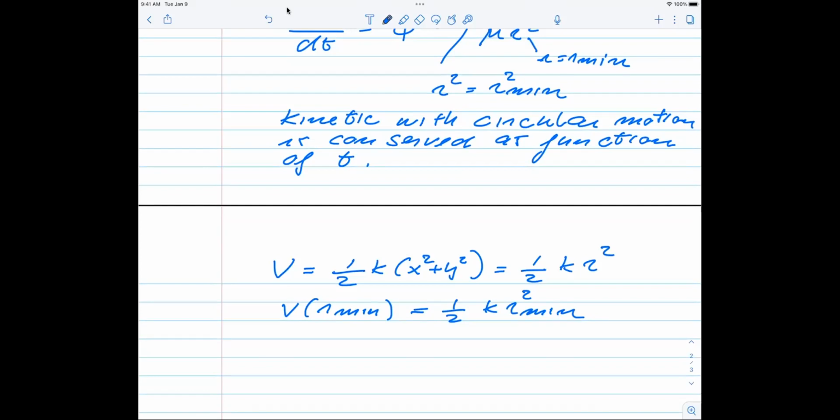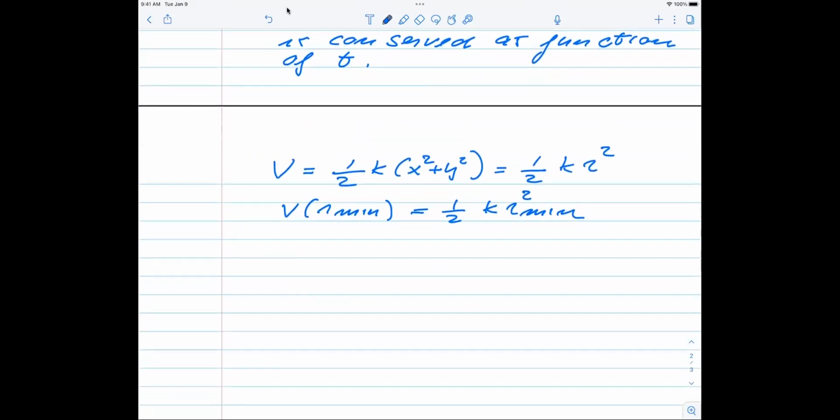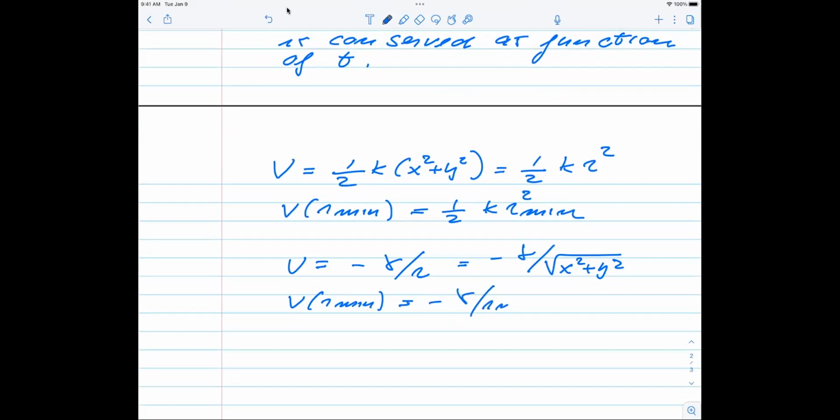That doesn't change. But the potential energy, when we place ourselves at this minimum, so if we replace the harmonic oscillator with a gravitational force, we have a V, which is minus gamma divided by R. And this is the same as minus gamma divided by x squared plus y squared in 2 dimensions. And if we plug in V of R min, that's simply going to be minus gamma divided by R min, and that's also constant.